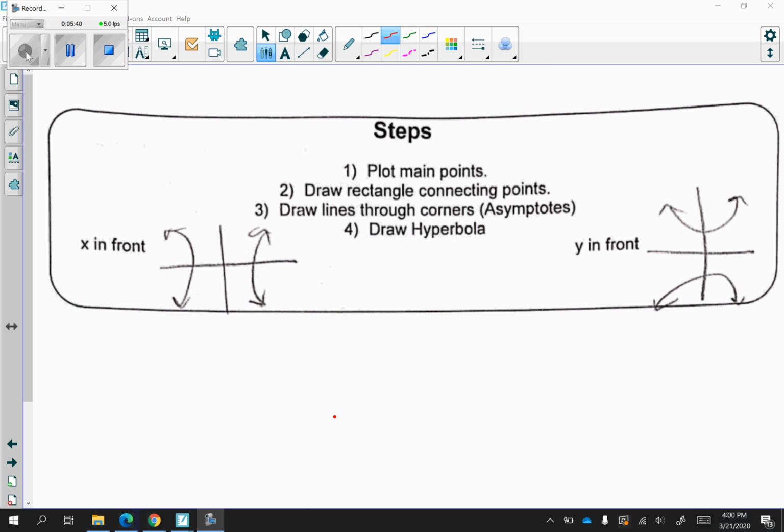If you go to the next page, it gives you the steps. So step 1, plot the main points. Step 2, draw the rectangle connecting the points, which we just discussed. Step 3, draw lines through corners. These are your asymptotes. And finally, step 4, draw the hyperbola. Now remember, if the x is in front, the hyperbola vertices are on the x-axis, and vice versa. If y is on the front, the vertices of the hyperbola are on the y-axis.